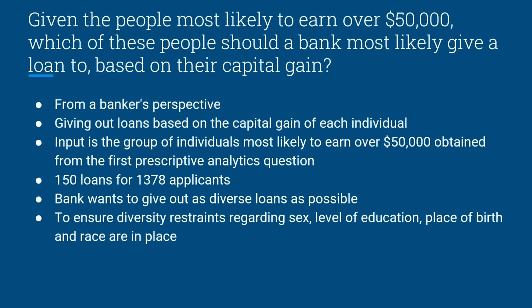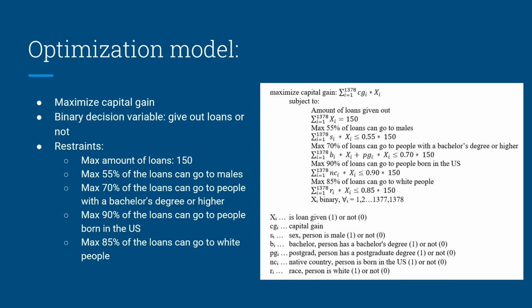Furthermore, the bank is rather progressive and wants to give out loans as diverse as possible. To ensure this requested diversity, restrictions on gender, education level, birthplace, and race are in place. Now we come to the optimization model. The goal of the model is to maximize the capital gain. The decision variable used is binary and indicates whether an individual is granted a loan or not.